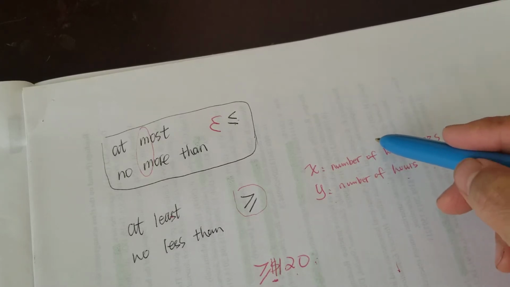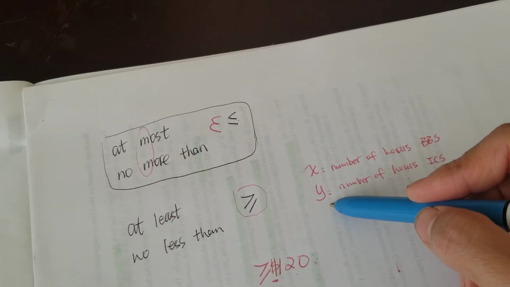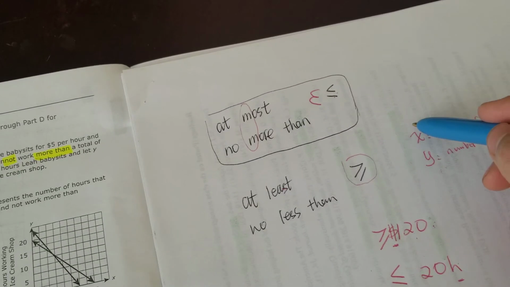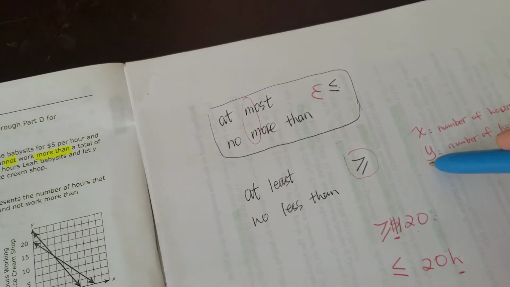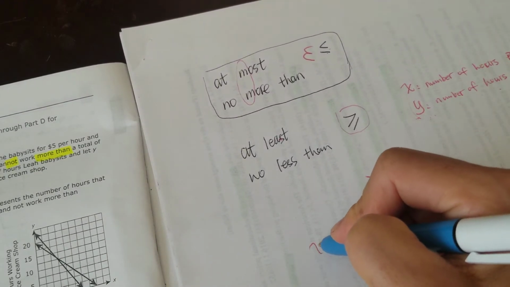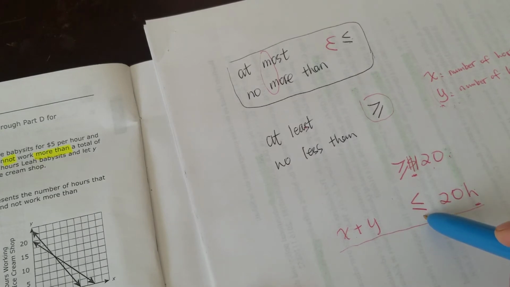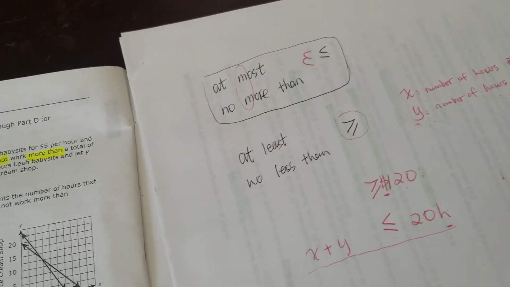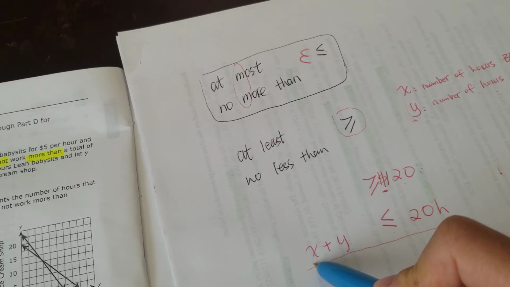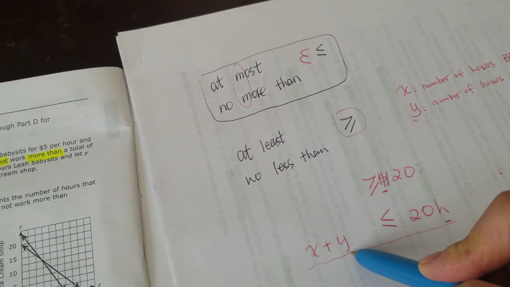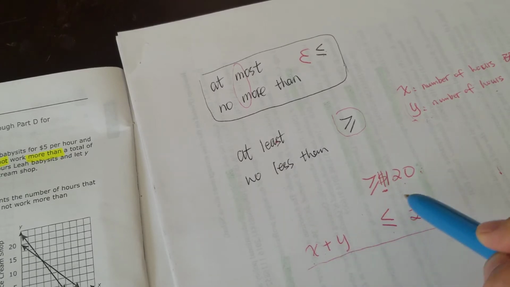Now the total hours cannot be more than 20. Totally. When we say total, what do we do? Of course, we add it together. And totally working hours, no more than 20 hours. See, this is the hours of babysitting, hours of ice cream shop. So hours plus hours and match the hours to the right.